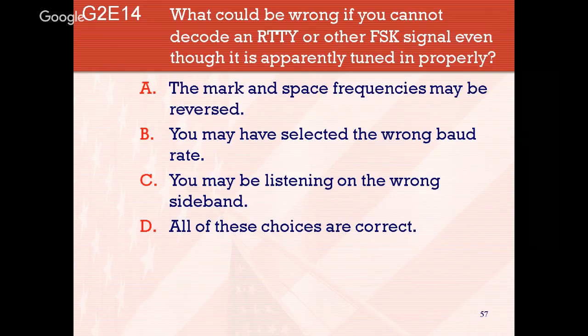Okay, what could be wrong if you cannot decode an RTTY signal or other FSK signal, even though it is apparently tuned in properly? You remember it has mark and space frequencies. They may be reversed. You may have selected the wrong baud rate, and you may be listening on the wrong sideband. So really, all these choices are correct. You can try to change any one of those to see if it helps you receive the RTTY signal.